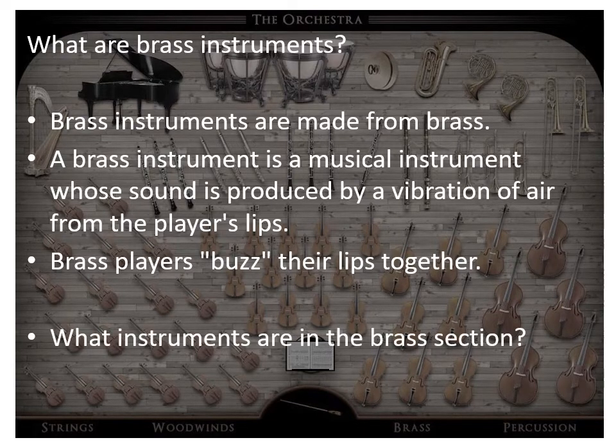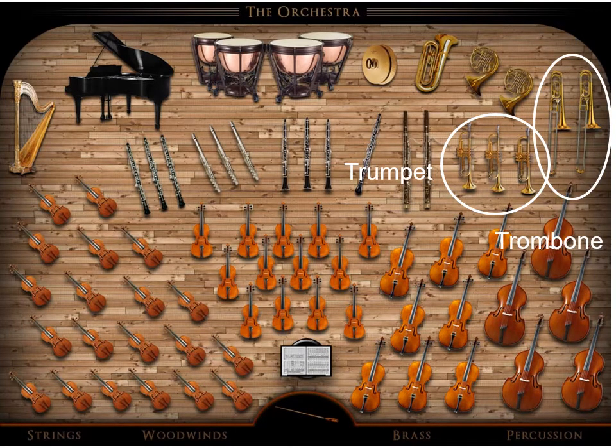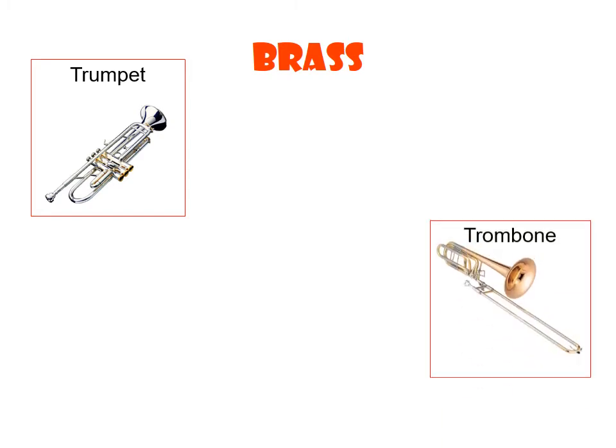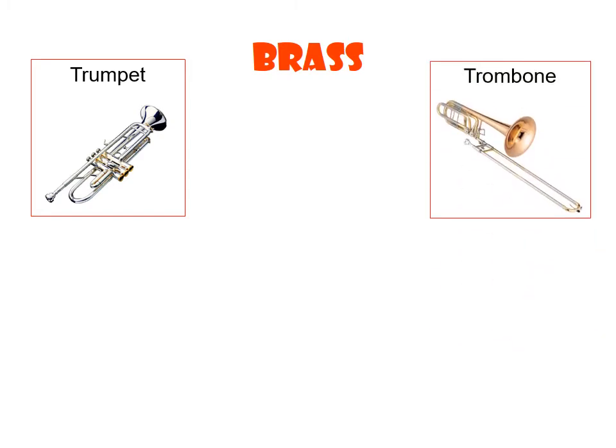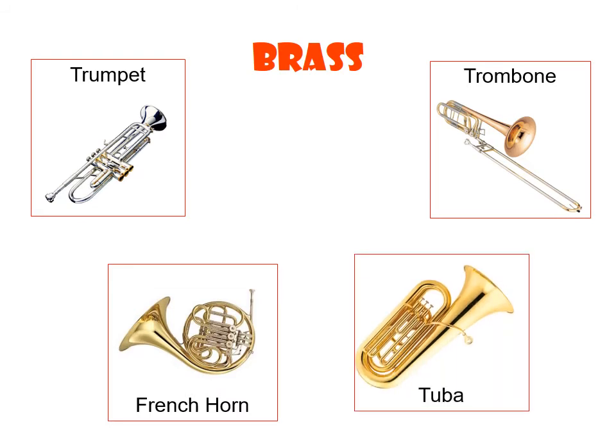What instruments might we find in the brass section? In our orchestra, we have our trumpet over here. Next to the trumpet we have the trombone, the French horn, and our largest brass instrument, the tuba. Let's look at each one individually. Here we have our trumpet. This is the highest of all of the instruments. That is what the trombone looks like. There's the French horn, and the biggest of all, the tuba.